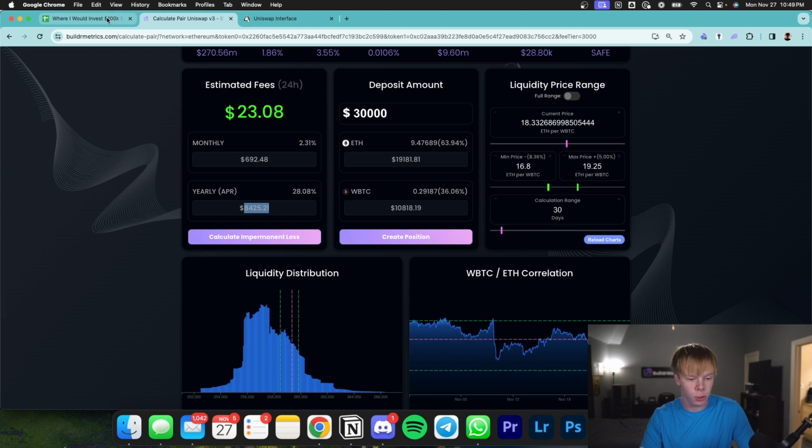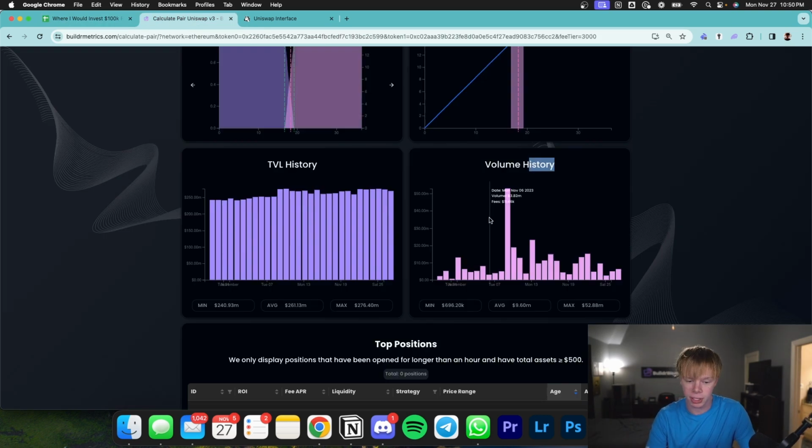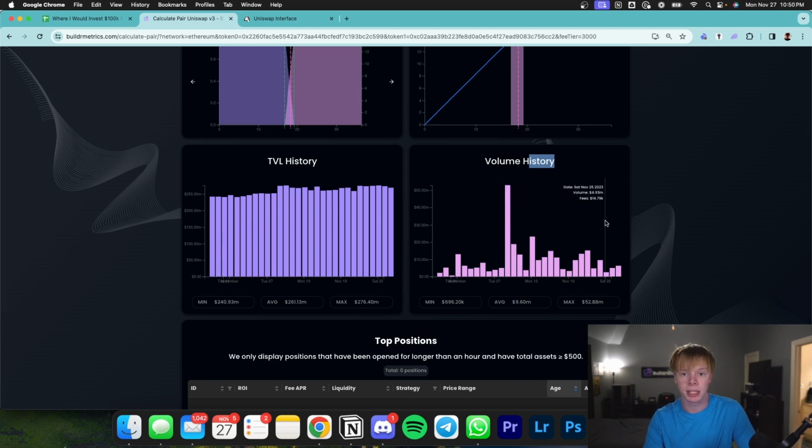That's roughly $84.25 per year, and that's a 28% APR, which is not too bad whatsoever. As you can see, the volume history is relatively consistent with a big peak volume of roughly $52 million in just one day, but after that it has been consistent ever since.